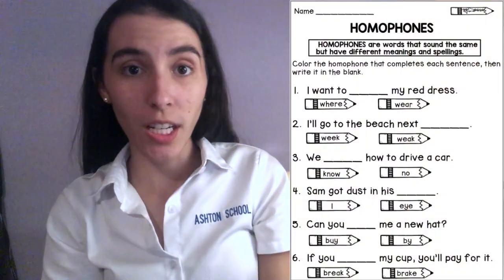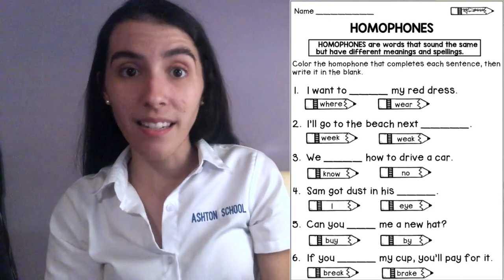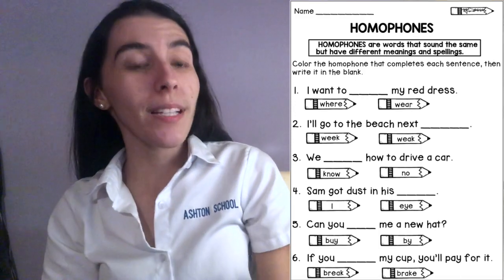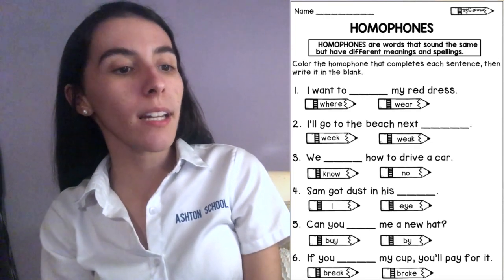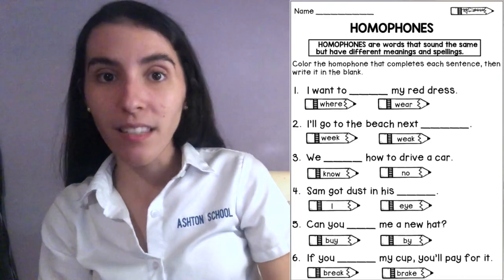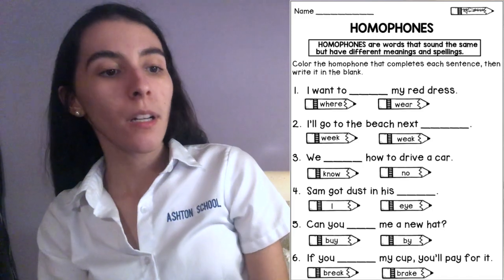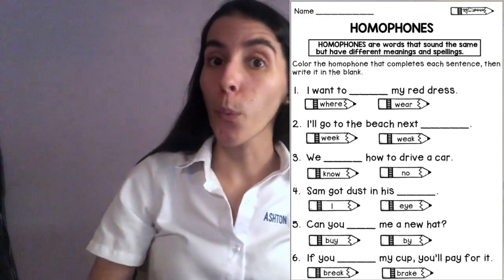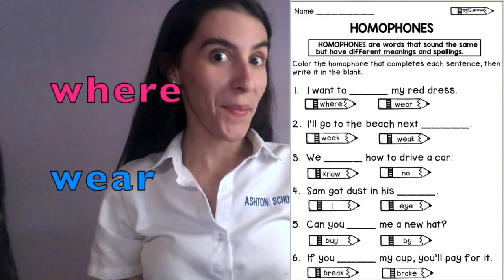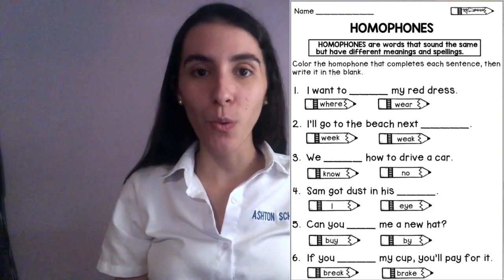Then for the last worksheet, you are going to be filling in some sentences that are missing words. So it says, color the homophone that completes each sentence, then write it in the blank. So the first sentence says, I want to my red dress. So you've got the option of using the word wear or where. You need to decide which is the right homophone that is going to complete that sentence. I know it seems like a lot of work, but trust me, it's easy peasy. You know how to work with homophones. Don't let them trick you, okay?